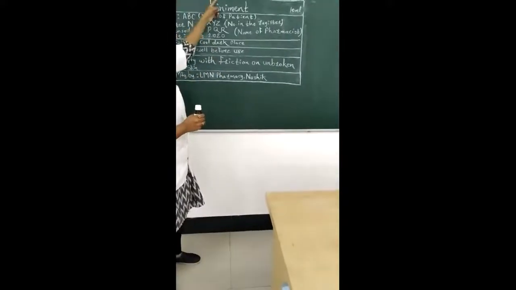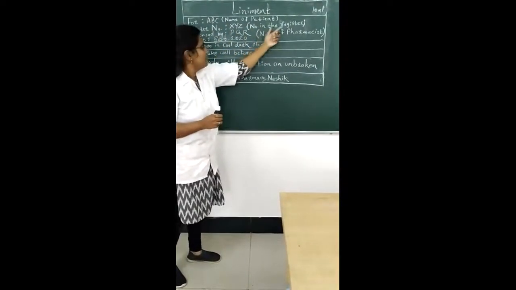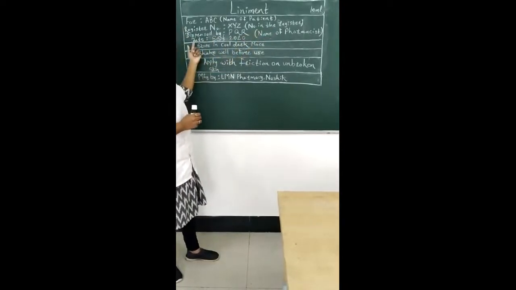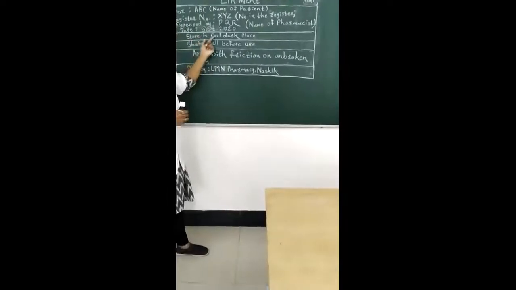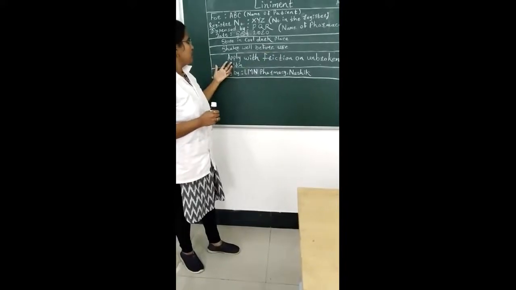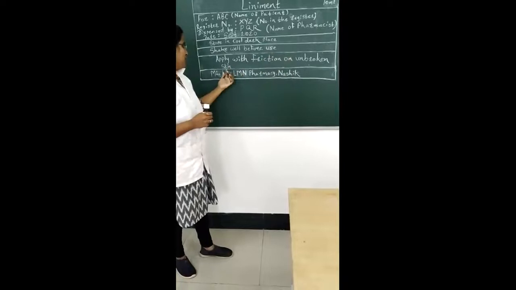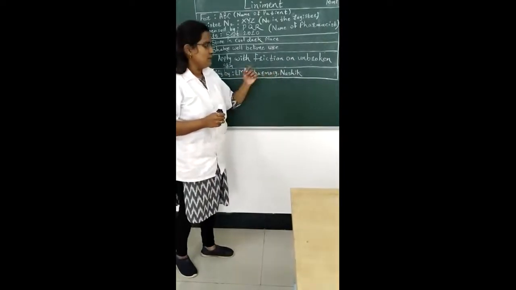Labeling of the formulation: Liniment 10 ml. For ABC, meaning name of patient, register number, that is XYZ number given in the register. Dispatched by PQR, meaning name of pharmacist. Manufacturing date September 2020. Storage condition: store in a cool place. Shake well before use. One more direction for liniment is: apply with friction on unbroken skin. Manufactured by LMN Pharmacy Nasik.